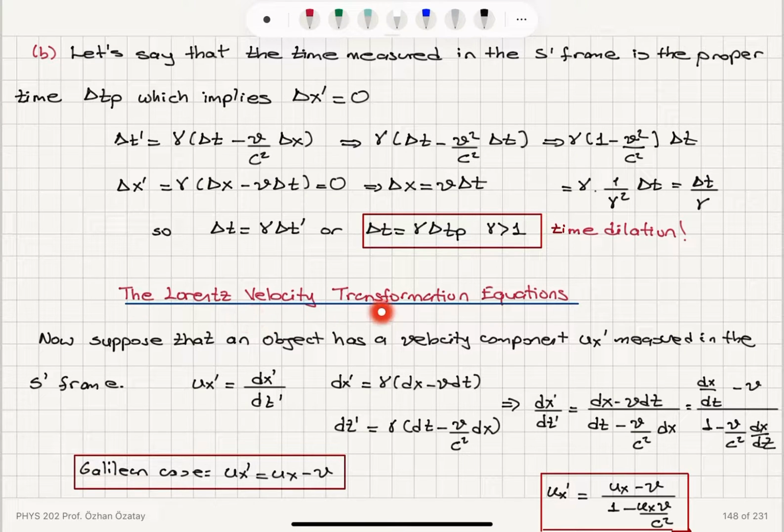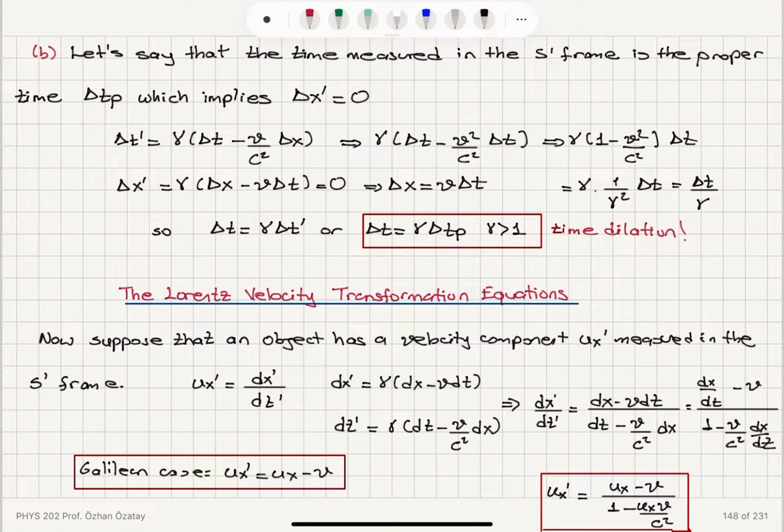The Lorentz velocity transformation equations. Now suppose that an object has a velocity component ux prime measured in the S prime reference frame. So how do we report ux prime? It is dx prime over dt prime, the derivative of its position with respect to time.